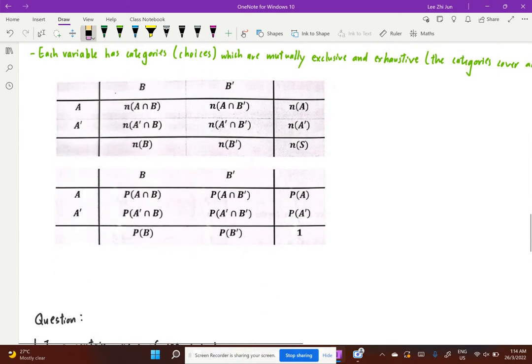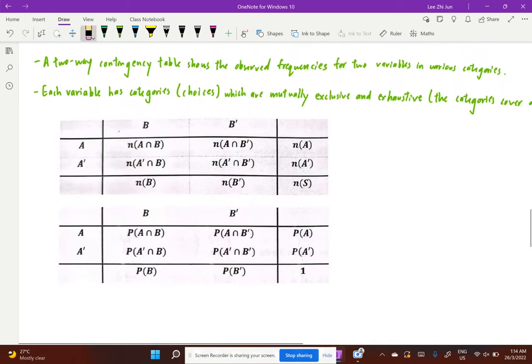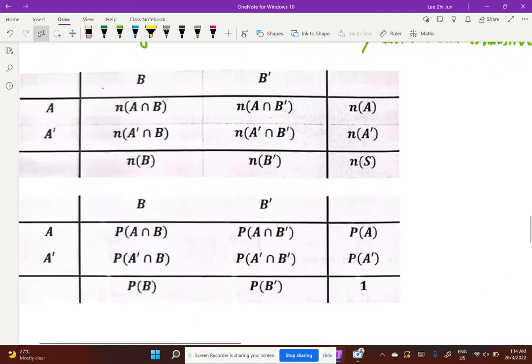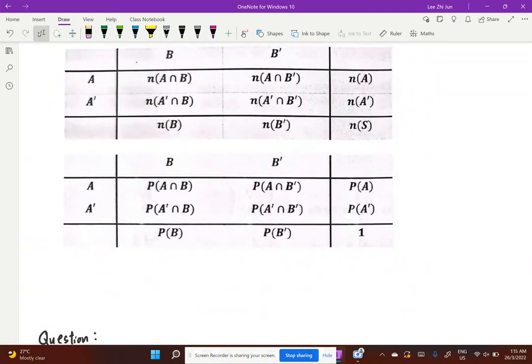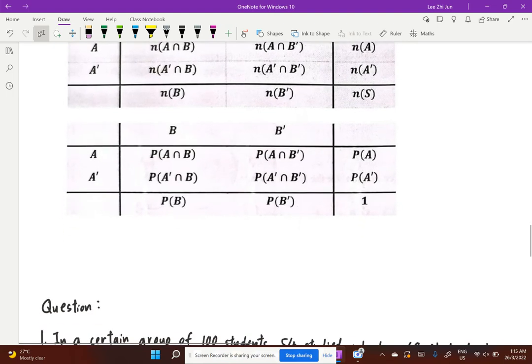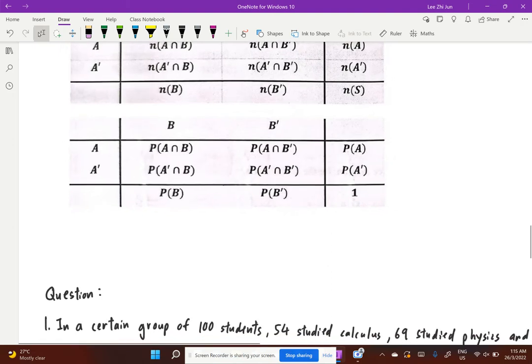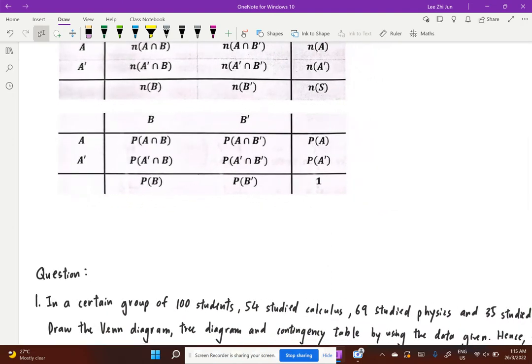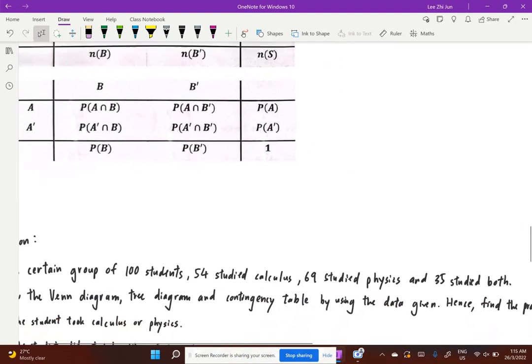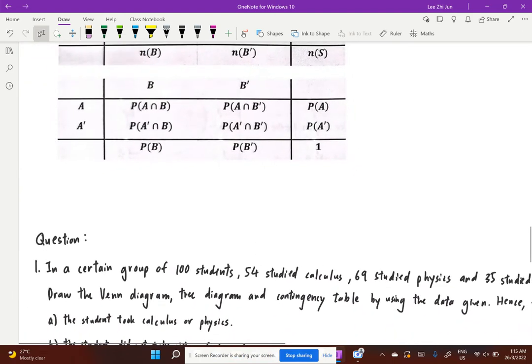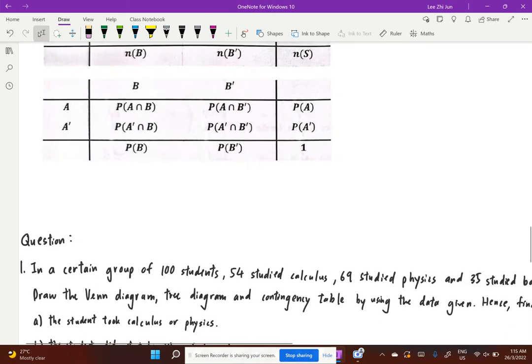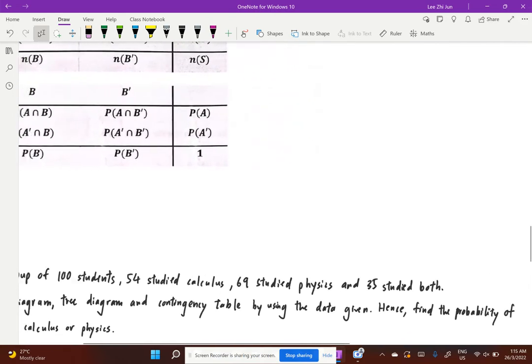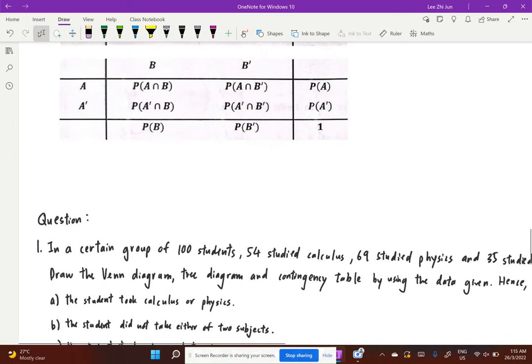Okay, so we go to a question. To make it easy to explain, just pick one question that can involve all these three diagrams. In a certain group of 100 students, 54 study calculus, 69 study physics, and 35 studied both. Draw the Venn diagram, tree diagram, and contingency table using the data given. Hence, find the probability of the student taking calculus or physics.